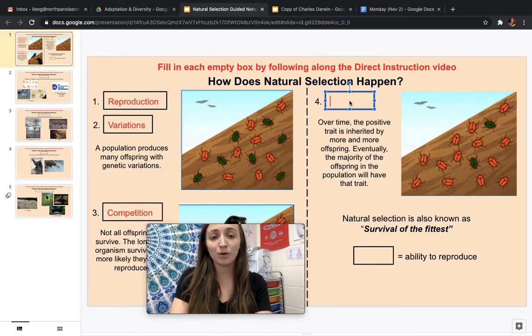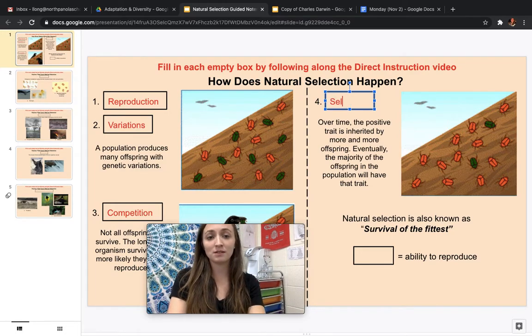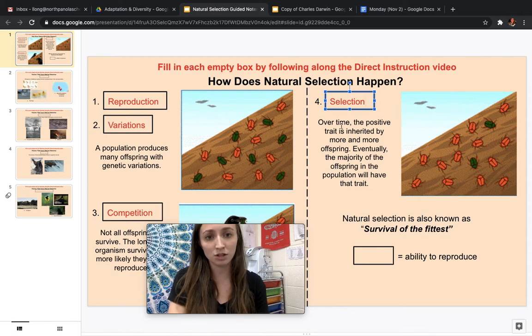So over time, we're going to have the fourth step, which is selection, which is in the term natural selection.